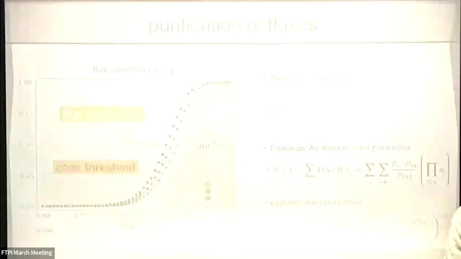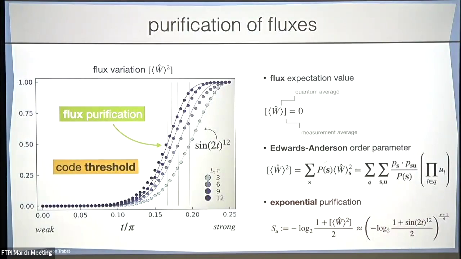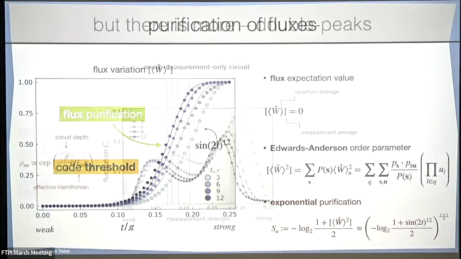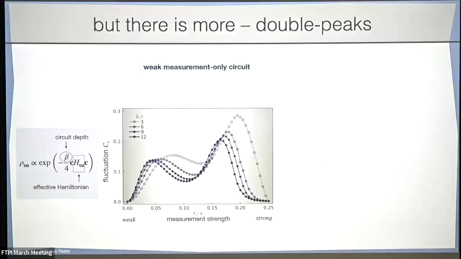Probably the most interesting stuff is, the first statement is, if you weaken the measurement, there will be a threshold of that Floquet code where the flux purification, so the gauge sector of that model, becomes disordered. And then I want to show you this plot, which is the most important one. As a function of the measurement strength in that Floquet protocol, I get a two-peak structure in something that is akin to the specific heat.